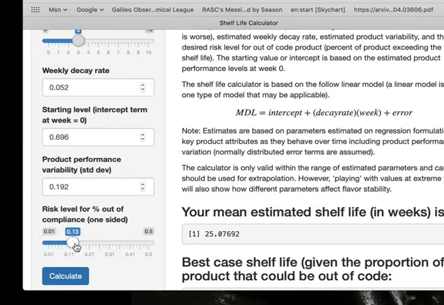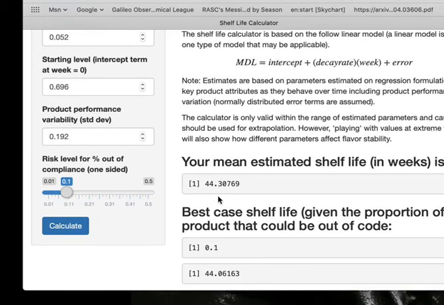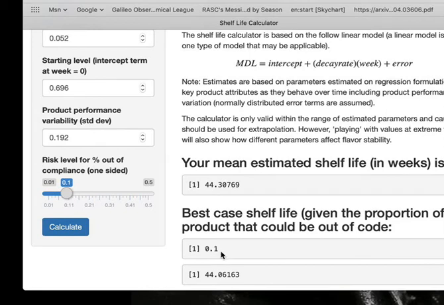And then the compliance level for how much you want out of specification at the expiration date. Typically you want a smaller value, so let's say no more than 10%. Then you hit calculate, and it'll give you the shelf life in weeks: 44 weeks, and no more than 10% out still gives you about 44 weeks. A lot of this is based on this variability estimate. For example, if your variability is very high, let's say a 2 here, you can see that you would have to reduce your shelf life by about 3 weeks to make sure that no more than 10% is out.